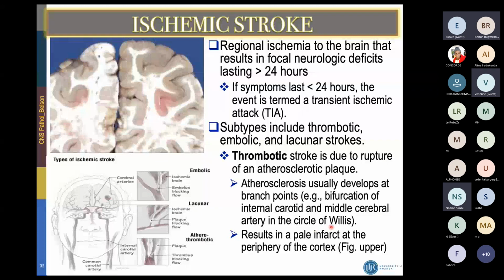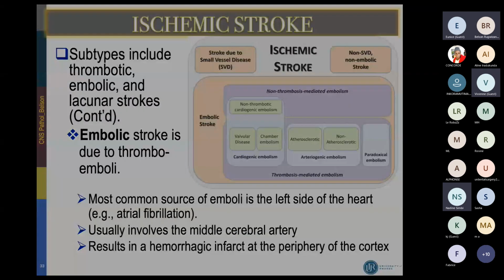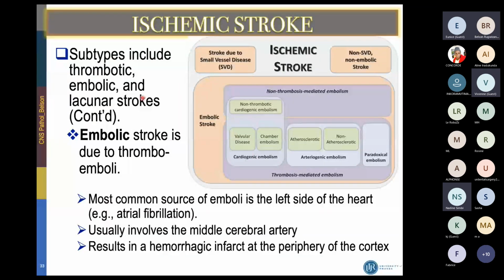Results in a pale infarct at the periphery of the cortex. So, and this was the thrombotic. Another one is the embolic. When there is a thromboembolism, the most common source of embolism is the left side of the heart.